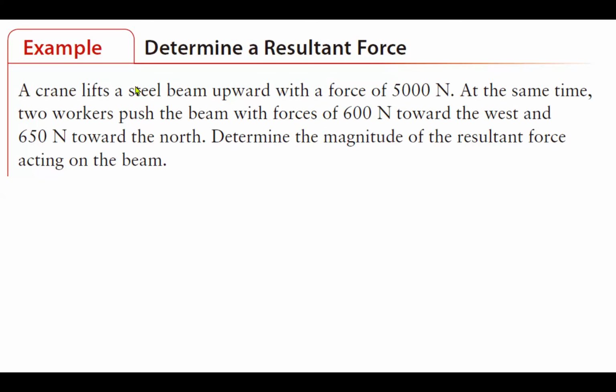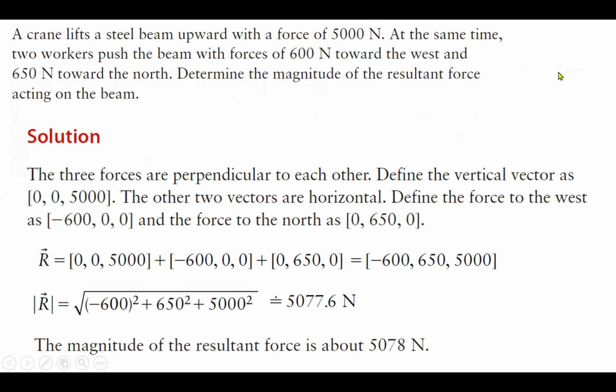Okay, now you should be able to finish this question. So let's have a look at the solution together. So note that the three forces are perpendicular to each other, right? Define the vertical vector as 0, 0, 5,000. That's from the crane. Then the other two vectors are horizontal. We can define the force to the west as -600, 0, 0, and the force to the north as 0, 650, 0. So the resultant force R is given by the sum of the three vectors, right?